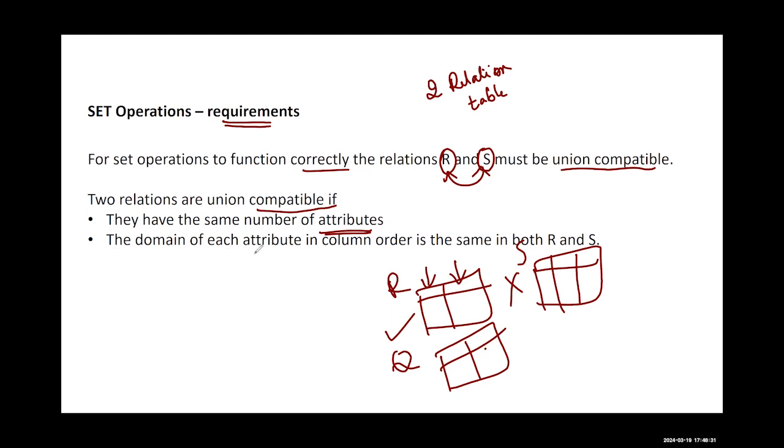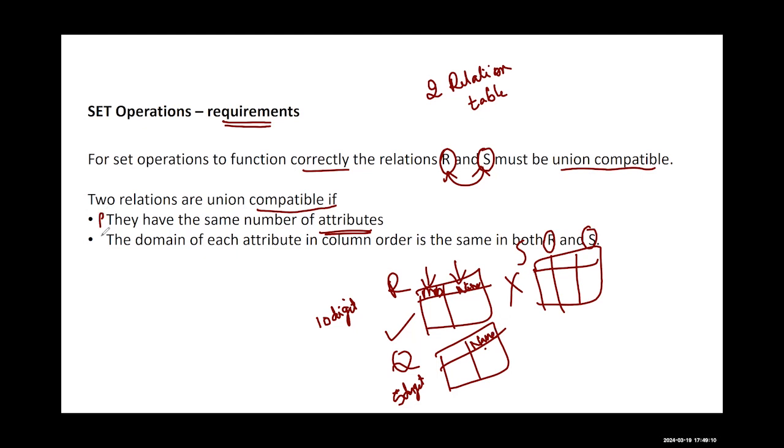The domain of each attribute in column order is the same in both R and S. Domain we have already seen. Domain is nothing but the set of possible atomic values. So here if I have a mobile number, and I'm allowing 10 digits here, and in Q I'm saying that 5 digits are allowed, then this is not compatible. The domain should be the same for both of them. For name, if I'm allowing special characters here, and if I'm not allowing special characters there, once again the domain is not the same. They should be of the same data type, right?